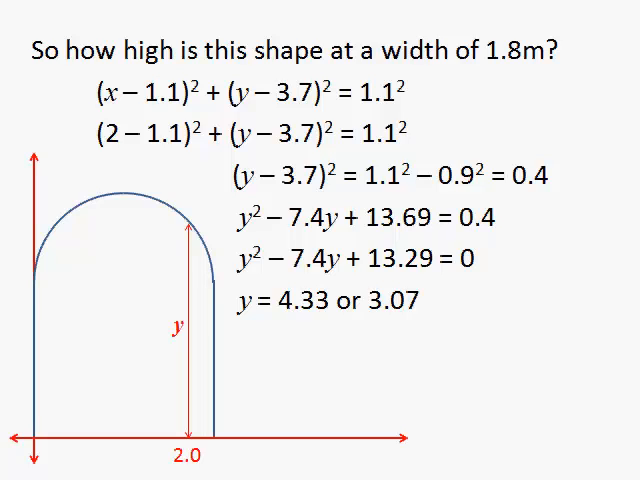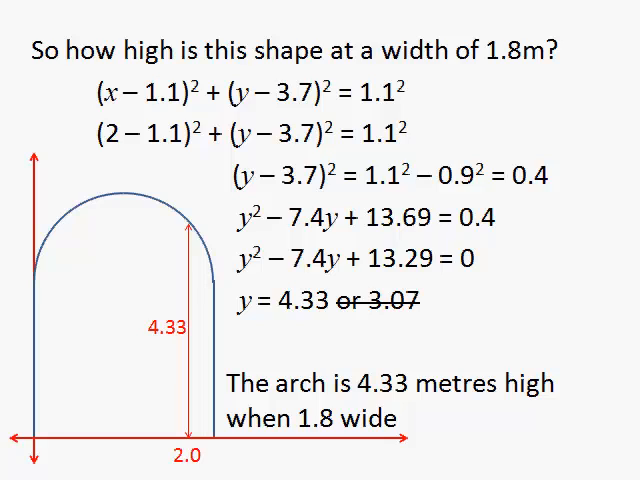The answer is the y value is 4.33 or 3.07. Well, the 4.33 is what we want. The 3.07 is if the circle continued on in the bottom half. So we can exclude that option, and we have the answer to our problem. The arch is 4.33 meters high when it is 1.8 meters wide.